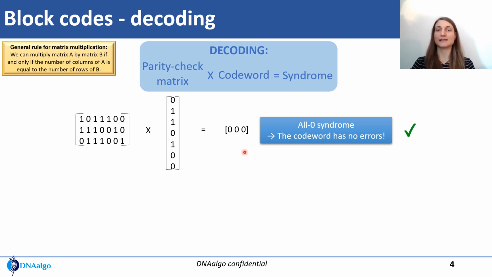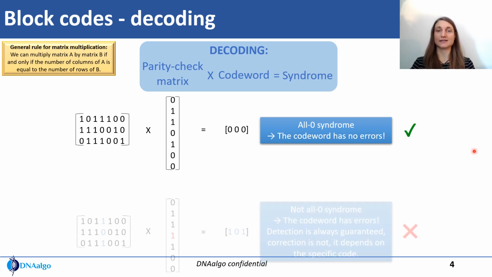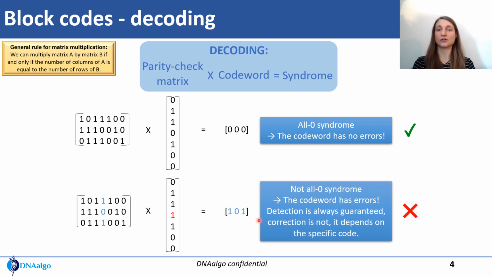Well, the syndrome is not the decoded code word, but it gives us information about the errors in the code word. For example, in this first case, the syndrome is the all zero vector, and this means that the code word has no errors. While in this second case, the syndrome is not the all zero vector, which means that there are errors in the code word.